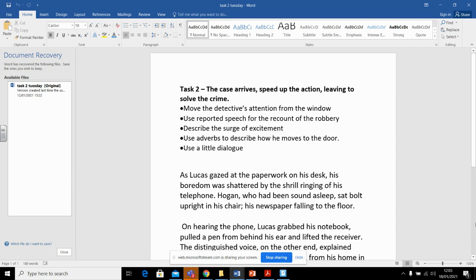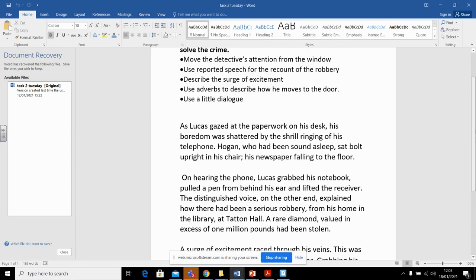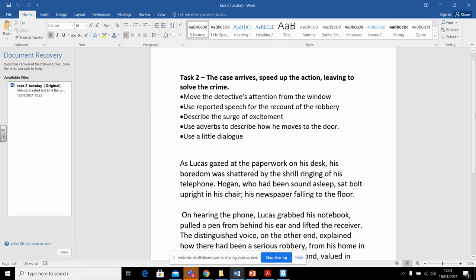As you can see here in the waggle, we have again three paragraphs. So, we're asking you to write three short paragraphs. But in those three short paragraphs, you're going to move the detective's attention away from the window and the boring scene, use reported speech for the recount of the robbery, describe the surge of excitement, and use adverbs to describe how he moves to the door, and speech again.